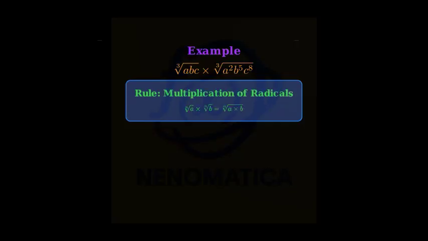We need to find the product of the radical expression's cube root of a b c times cube root of a squared b to the fifth power c to the eighth power. To solve this problem, I'll apply the property of multiplication of radicals. When we have the same index on both radicals, we can multiply what's inside the radicals and keep the same index. Let's apply this rule to our problem.